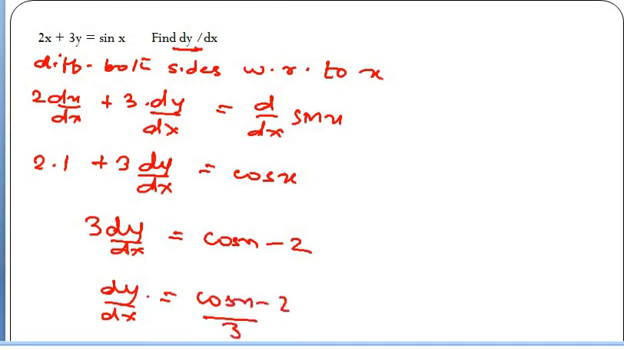Sometimes they can give you some values, like if x is equal to 30 degrees or 45 degrees, then what will be the dy by dx, or the gradient of this line or something. So you can use the same thing and find the value, you can substitute the values and then you can find the value of dy by dx.